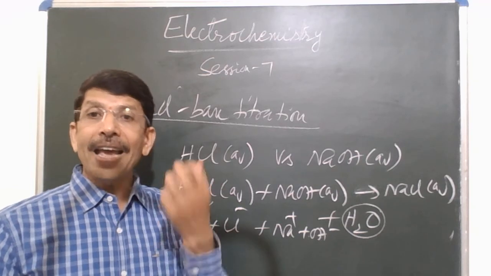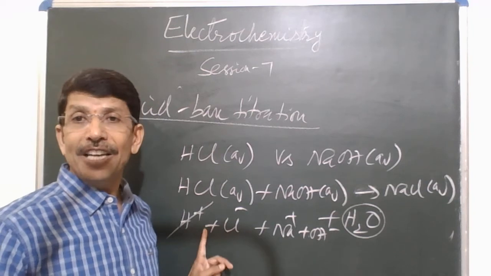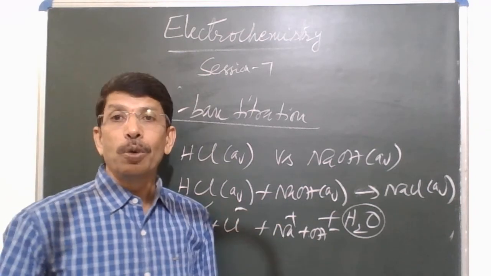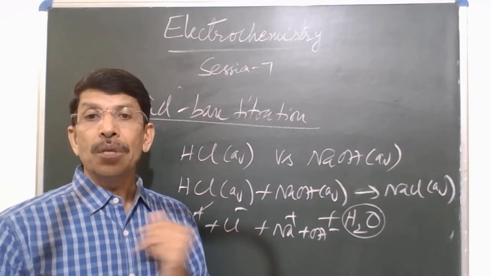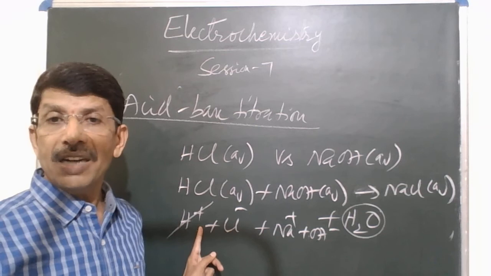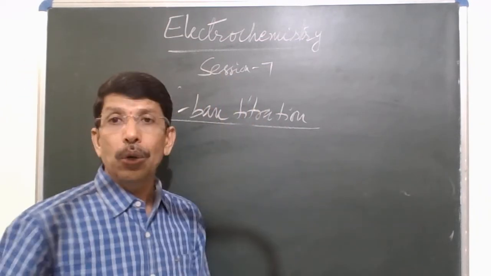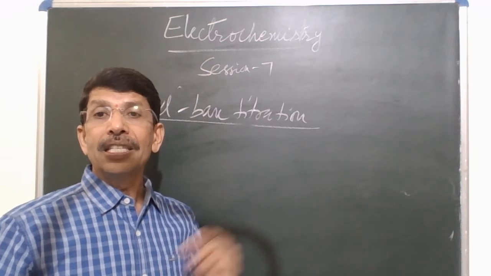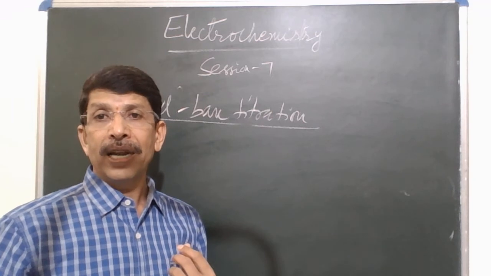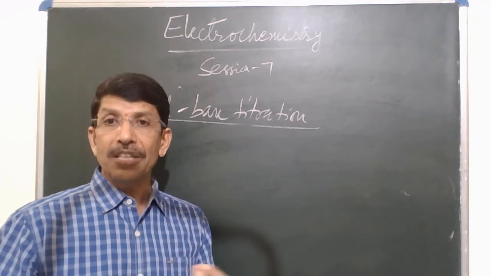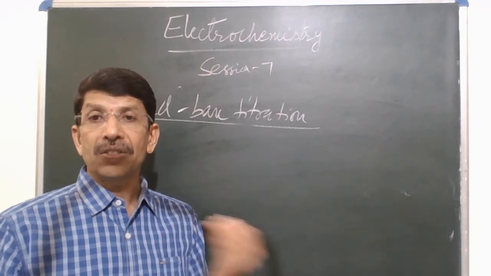So if we can measure the change in EMF due to the change in hydrogen ion concentration, then we can perform this titration by the potentiometric method. Since there is a change in hydrogen ion concentration during the titration, we have to choose an indicator electrode whose potential depends upon hydrogen ion concentration. We already learned this while discussing the determination of pH using the quinhydrone electrode or glass electrode. pH is a measure of hydrogen ion concentration.